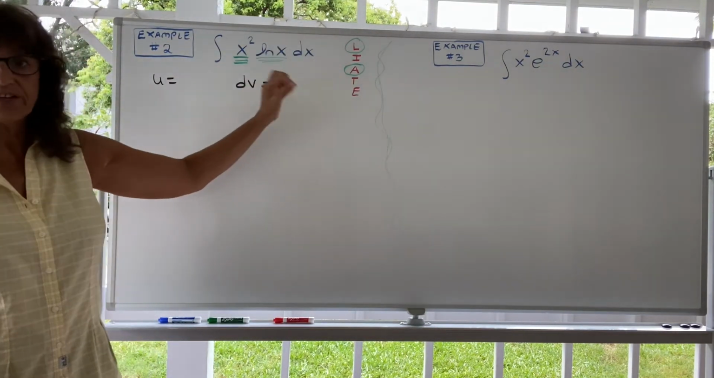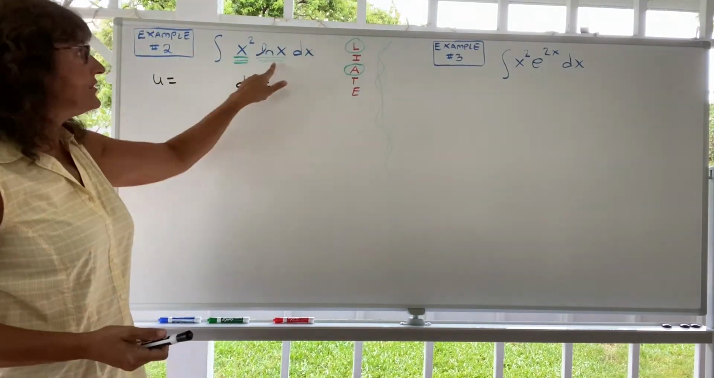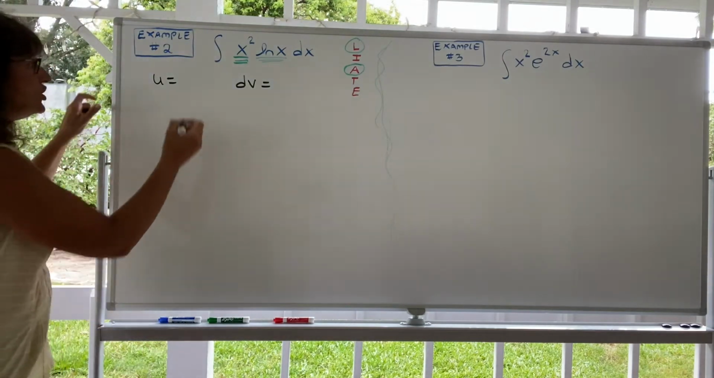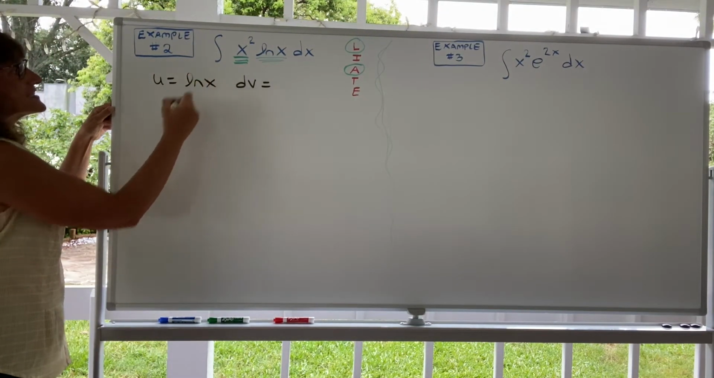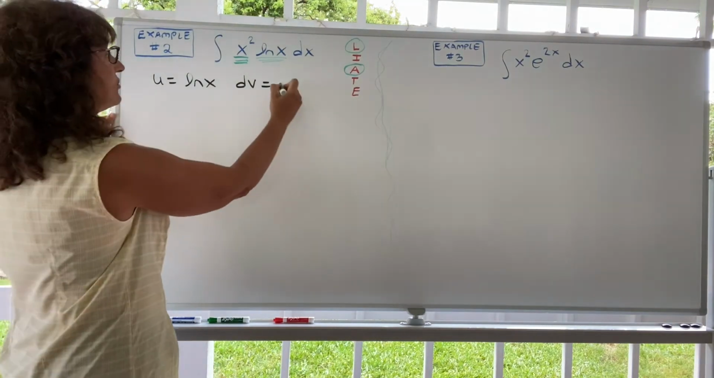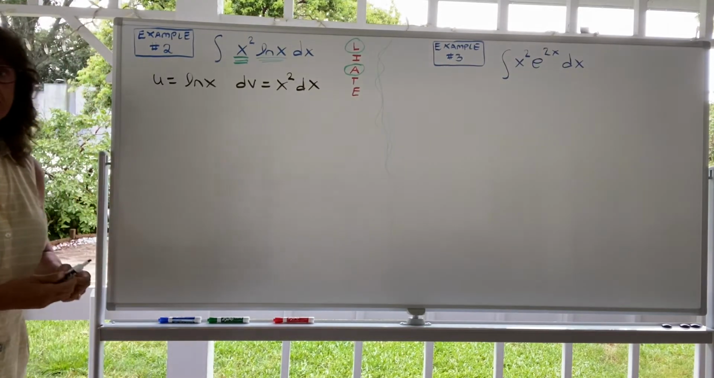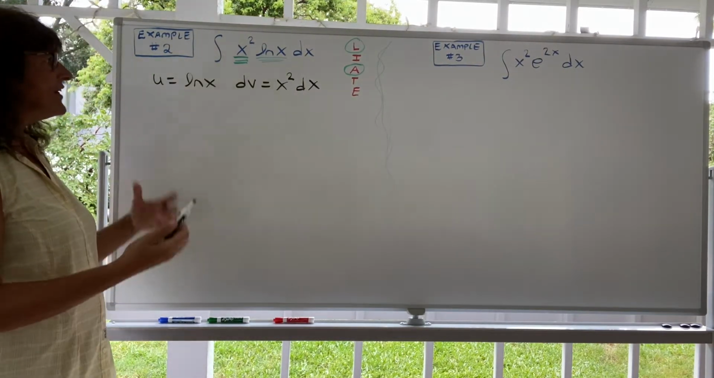As you go through those letters in that order, what comes first? L, the logarithm. u is going to be your logarithmic function. u is going to be natural log x. Okay, what about dv? dv will be the rest of the integrand. So dv is going to be x squared dx, the rest of the integrand. Okay, all right.